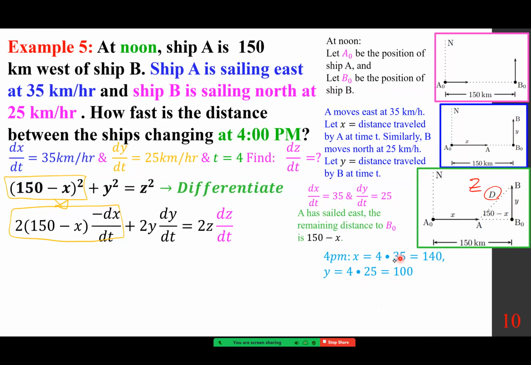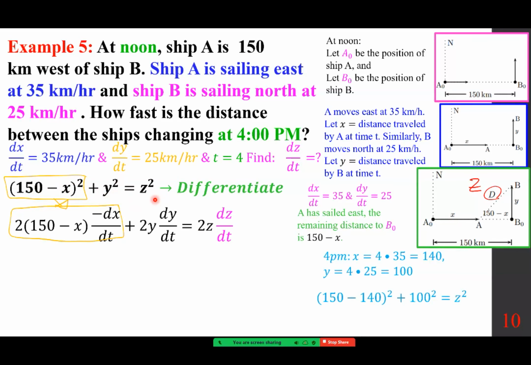So let's replace the x with 140, replace the y with 100. Okay, dx/dt, so minus dx/dt is minus 35, dy/dt is 25, 2 times z. Now, I also need to calculate the z. So I go back to this formula, and I see I have x, I have y, I can calculate z. So I'm going to put x and y into this. So (150 minus 140) squared plus 100 squared equals z squared.